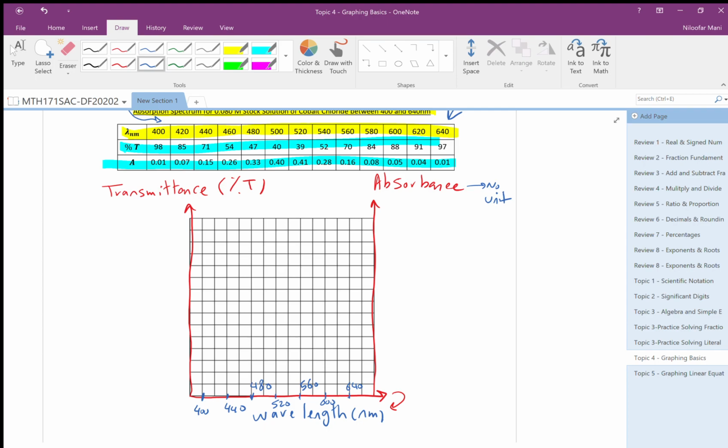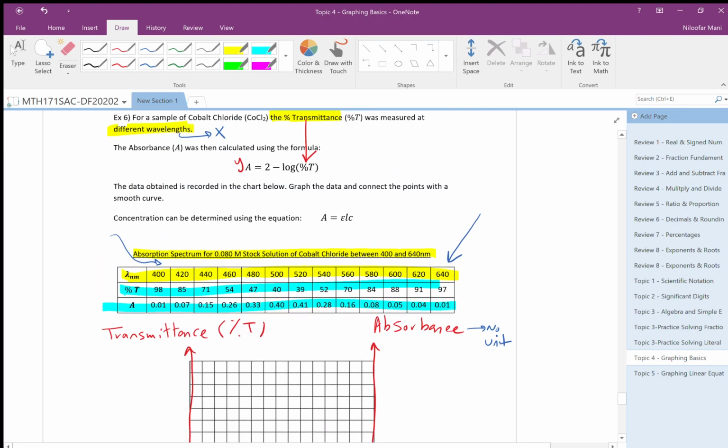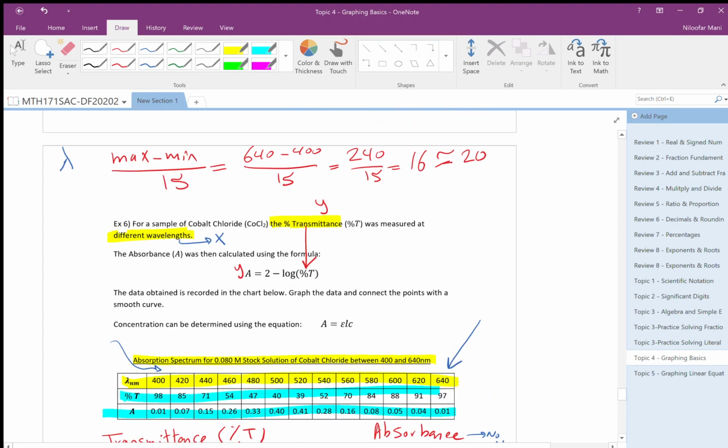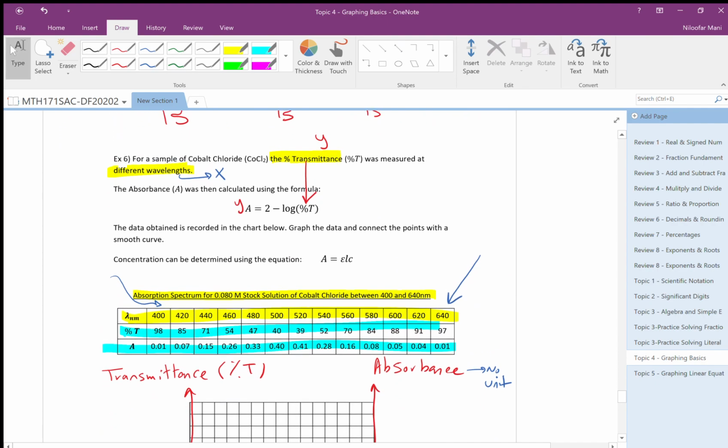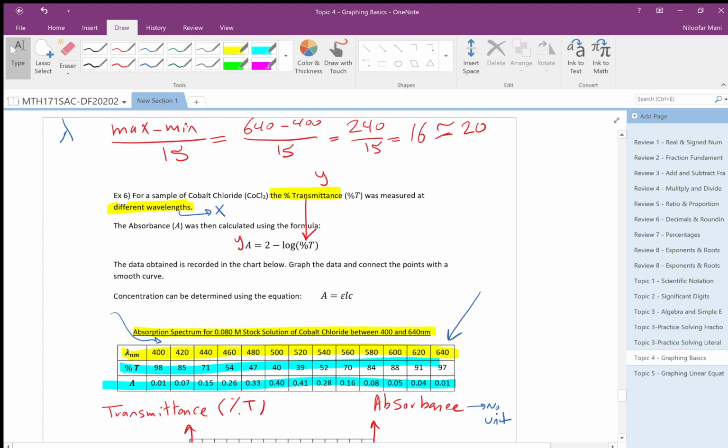Okay. So the next, for percent T. For percent T, what is the maximum value? The maximum value is 98, right?